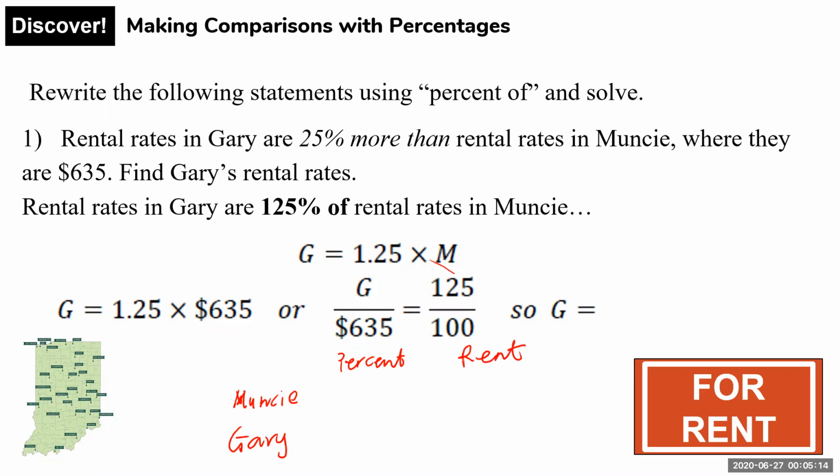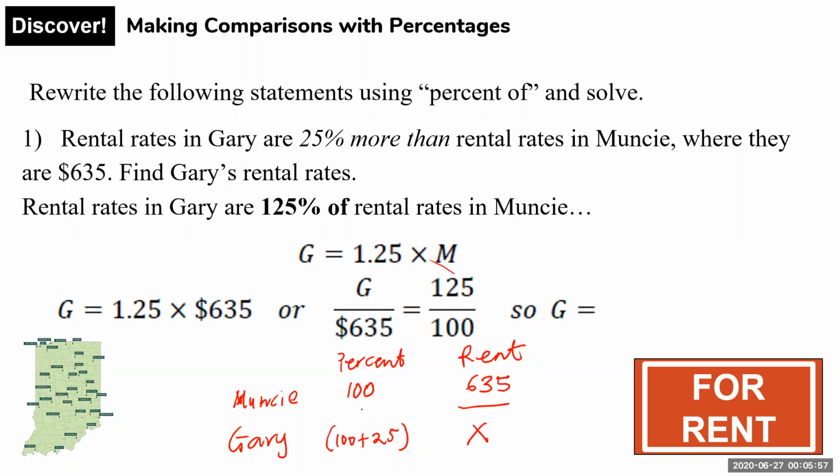Now it says rental rates in Gary are 25% more. So under the percent, 25% more, I'll add to 100. I have that right there. And it says that in Muncie, the rent is 635. So it gives you the rental rate for Muncie as 635. Because Muncie is the original, we maintain that at 100%. Now we want to find the rental rate in Gary. We don't know that, so we put X.